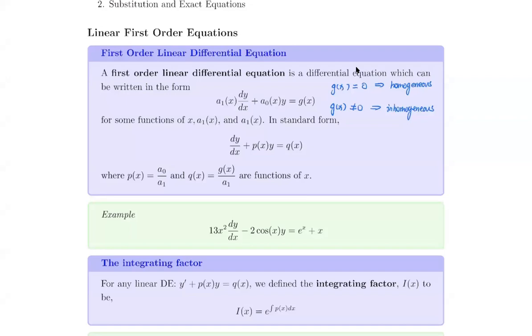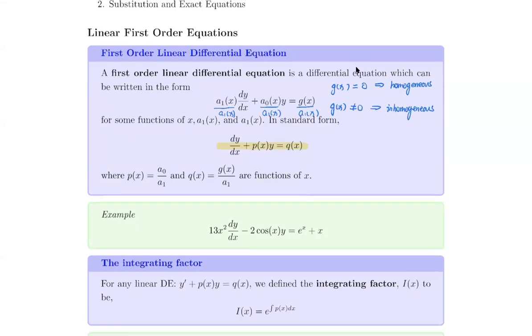All right. Now we want you to have a standard form, which looks like this. The standard form is basically you divide every single term by a1 of x. If you divide every single term by a1 of x, that's going to give you the standard form, which is this. So here your p of x is going to be a0 of x over a1 of x, because they are functions. And your q of x is going to be g of x over a1 of x. The reason we want it to be standard form is because later when you find the integrating factor, it's going to be easier for you, okay? So make sure you know standard form. Basically, you want the coefficient of your y prime, or dy over dx, to be 1.